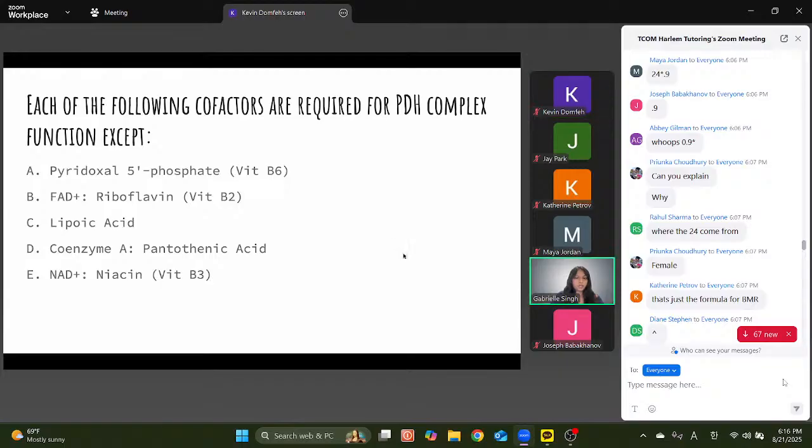Okay. So I'm seeing a lot of answers for A in the chat. All right, we can move on to the next slide. So yeah, A is not right. Do you guys know what that cofactor is for? Yeah, the pentose phosphate pathway. Good. So which cofactor is missing from here?